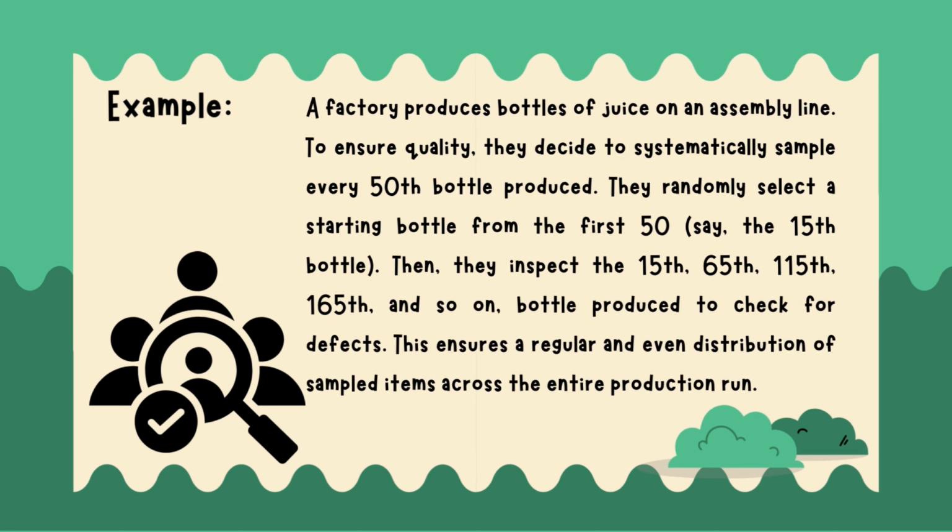A factory produces bottles of juice on an assembly line. To ensure quality, they decide to systematically sample every 50th bottle produced. They randomly select a starting bottle from the first 50, say the 15th bottle. Then, they inspect the 15th, 65th, 115th, 165th, and so on bottle produced to check for defects. This ensures a regular and even distribution of sampled items across the entire production run.